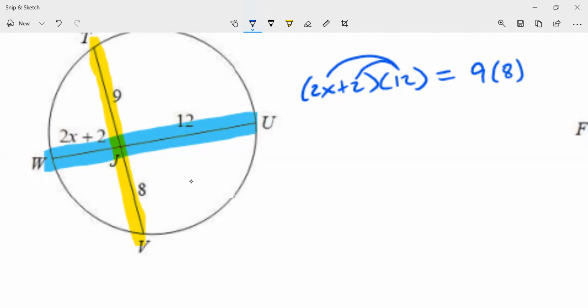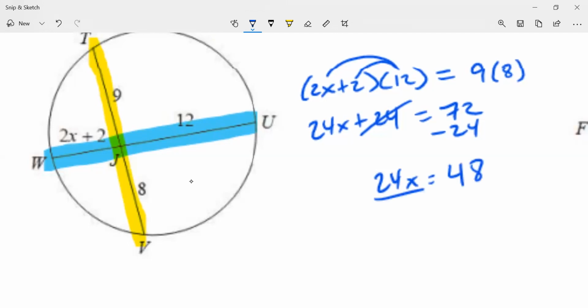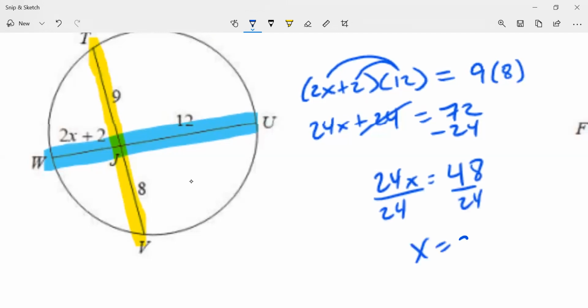So I'm going to multiply 12 times 2x, and then 12 times 2, equals 72, right? 9 times 8. My plus 24, let me move it over as a minus 24. Now 72 minus 24 is equal to 48. So I have 24x equals 48. Let me divide by 24. x is equal to 2.